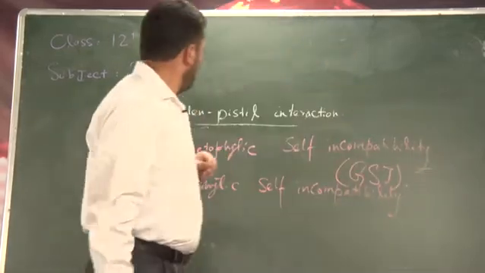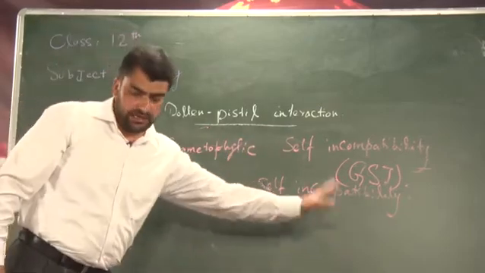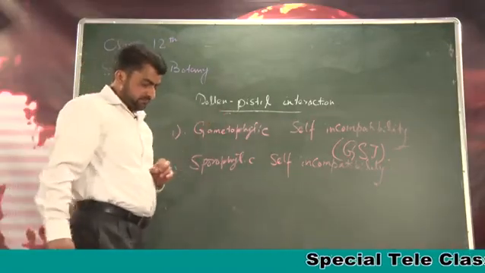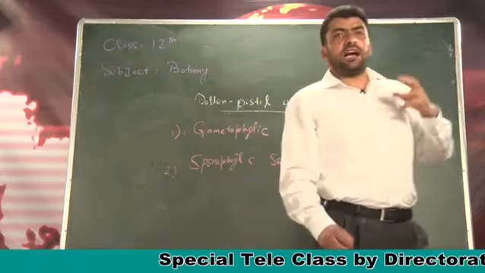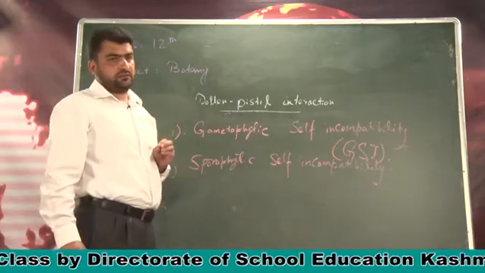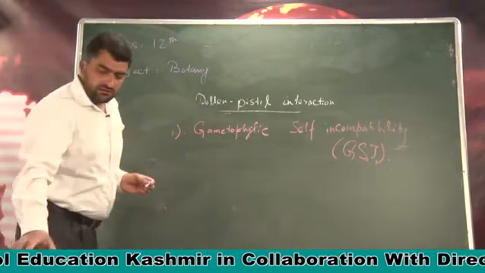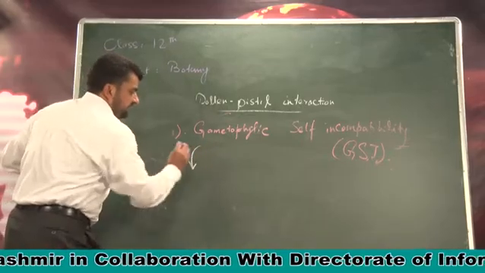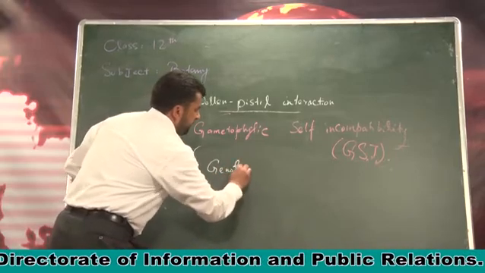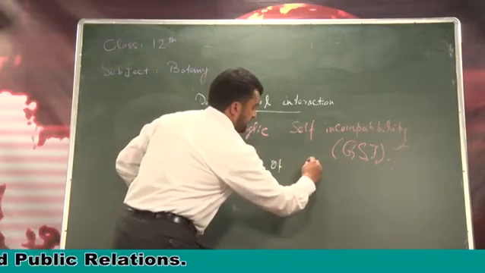Now, coming back to this gametophytic self incompatibility and sporophytic self incompatibility. Gametophytic self incompatibility is the one that is determined by the genotype of the pollen grain. Now, this gametophytic self incompatibility is decided by the genotype of a male gametophyte.